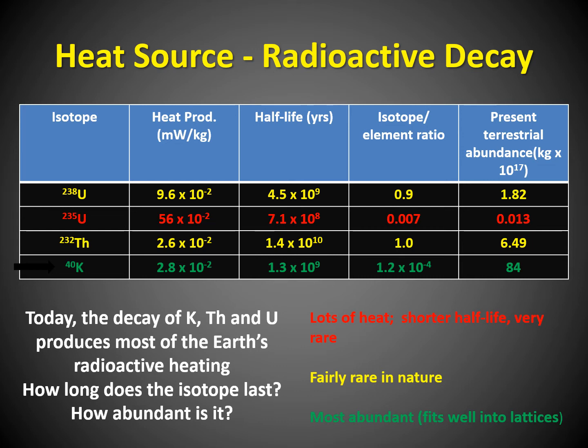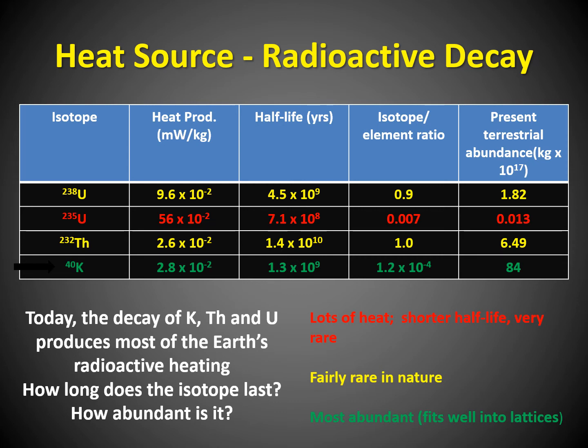And the neat thing about potassium-40 is that it's just the right size that it likes to fit into lots of our minerals that are common in volcanic rocks, like the feldspars. The feldspars love this stuff. Fits in there really nice. So this is an element that's pretty abundant, gives off a fair bit of heat, and is available to heat up rock and eventually melt it.